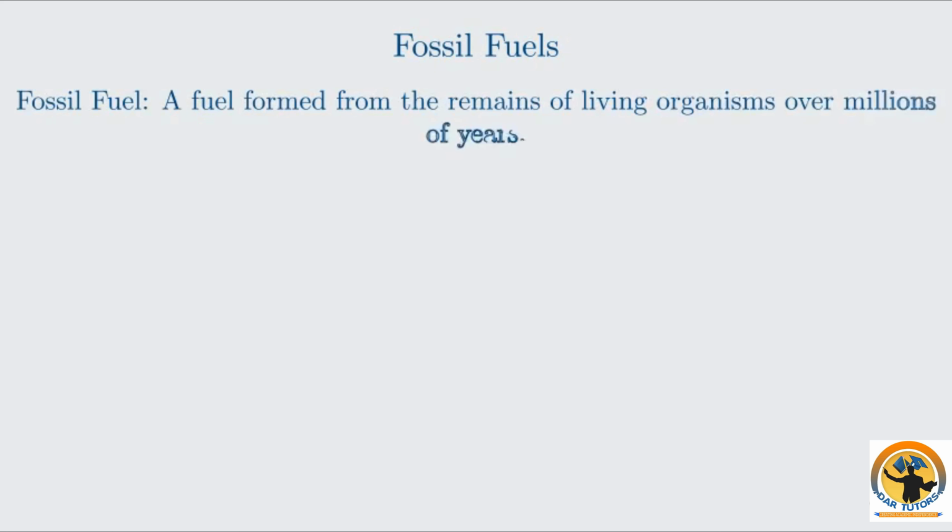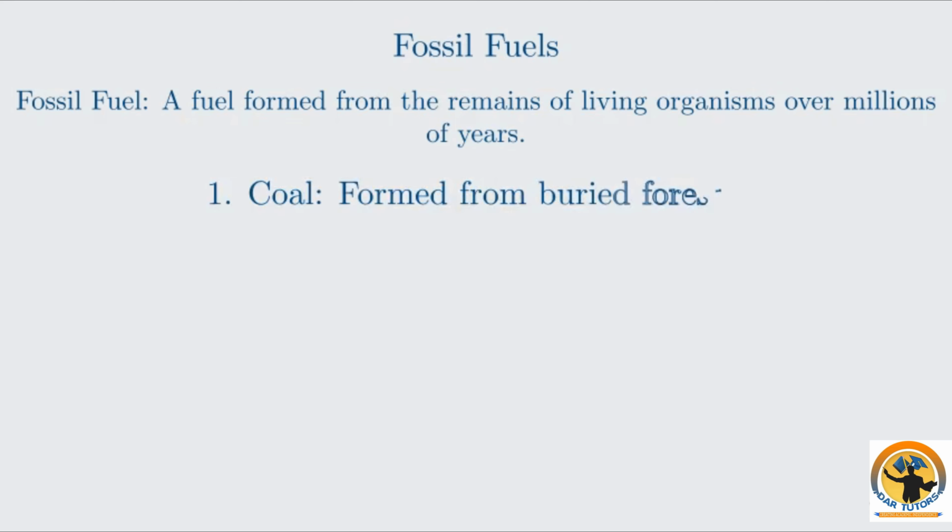Let's continue our lesson by exploring the different types of fossil fuels and their impact. Fossil fuels are carbon compounds formed from the remains of ancient organisms over millions of years. They are non-renewable resources, meaning they form too slowly to be replaced once they are consumed. The three main types are coal, crude oil, and natural gas.